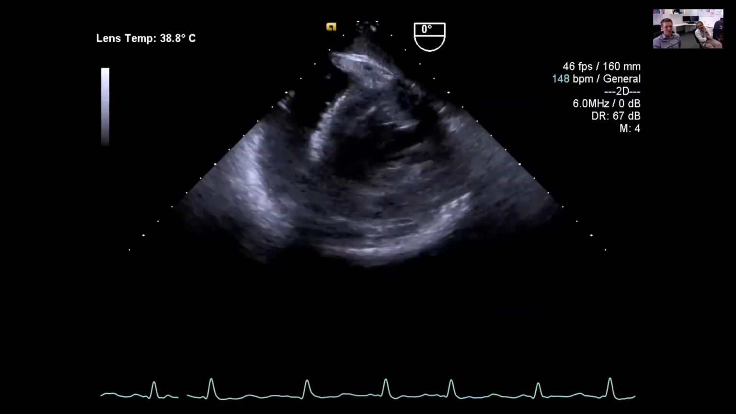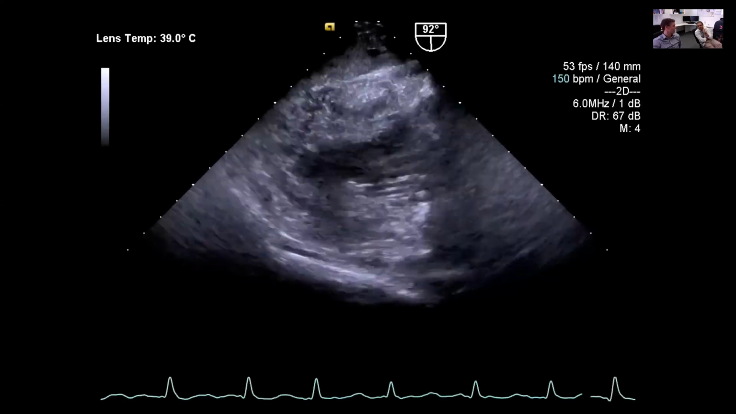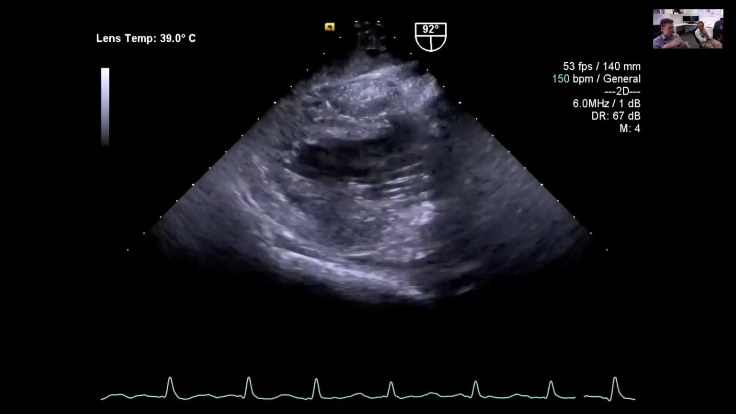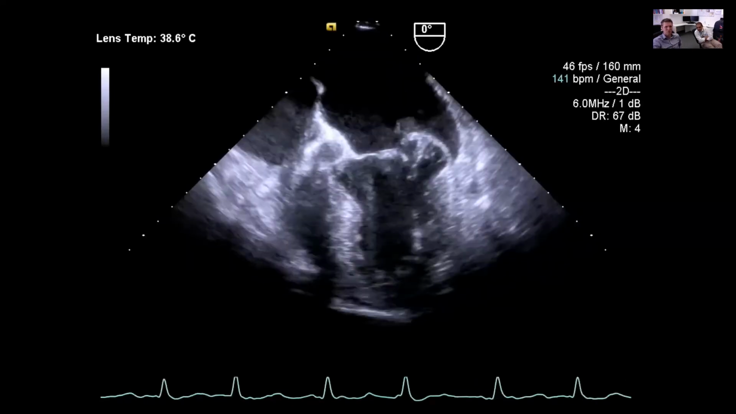So we've got a normal LV size. Normal LV size and function. Yeah, very nice. Looks a little bit thickened, which might be consistent with someone who's got some form of significant MR, who's having to deal with a volume overloaded system.